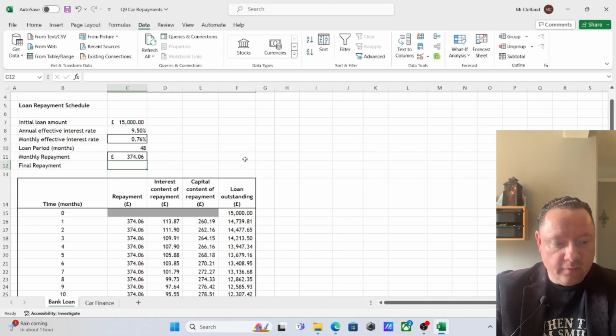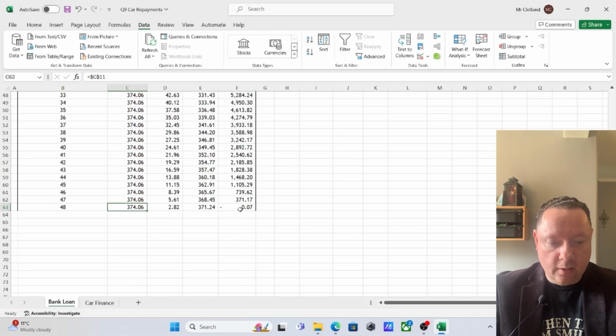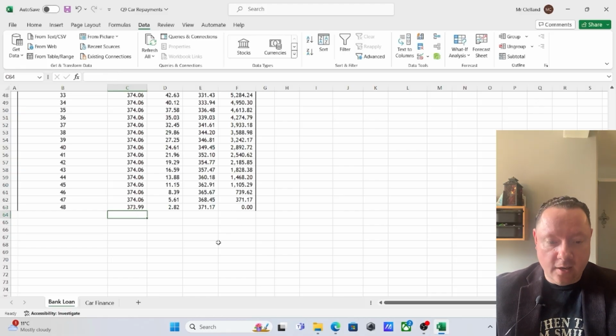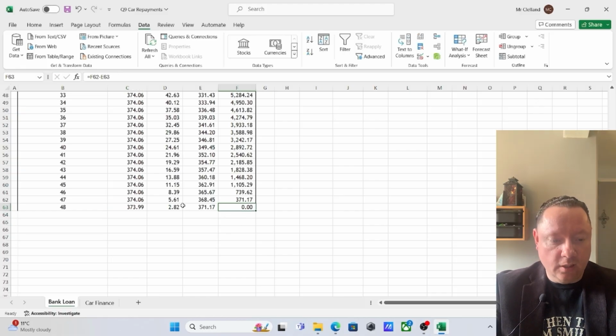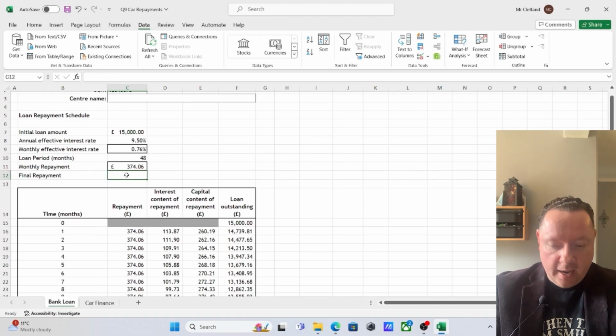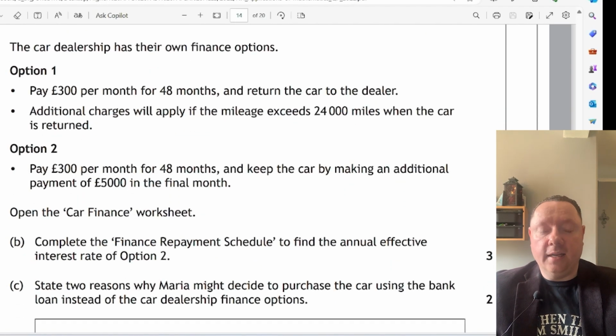Now it will change everything except there will be an extra or a little bit less here. So to adjust for that, click this box, check what that says, minus 0.07, so click minus 0.07. If it's a positive number here, put add instead. Press enter, you'll notice that now jumps to 0 and you've got a final repayment amount of 373.99. So you can just put that in this box. And we're done there.